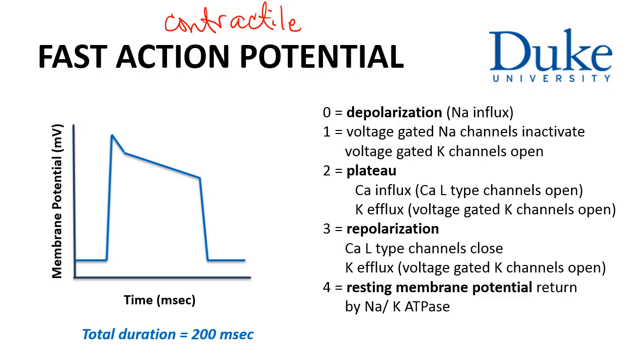We'll talk about the slow action potential, which is typical of the pacemaker, the next time we come in here. But today we're only going to talk about the contractile cells. And the contractile cells are the ones that generate the force. And they are 99% of the heart cells. The fast action potential is what's diagrammed here.